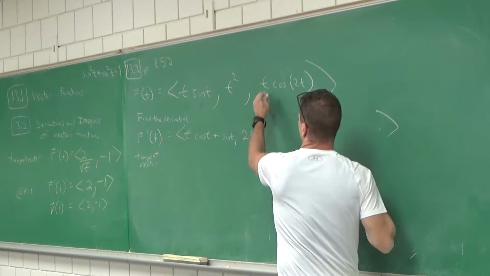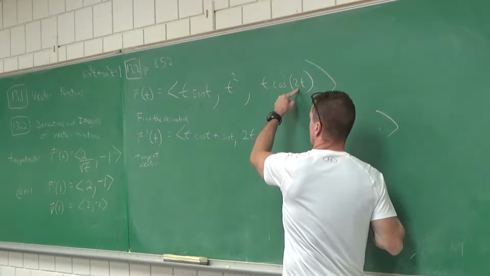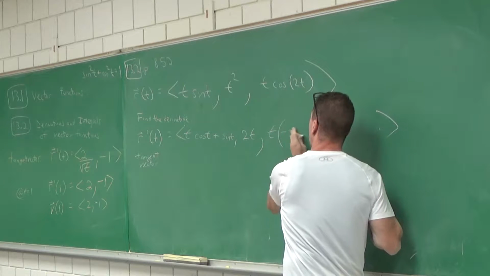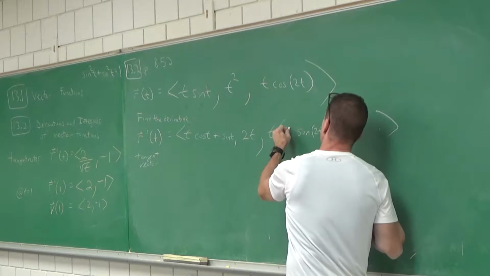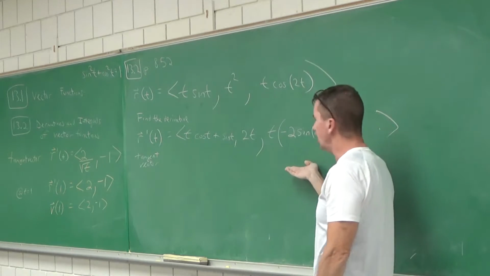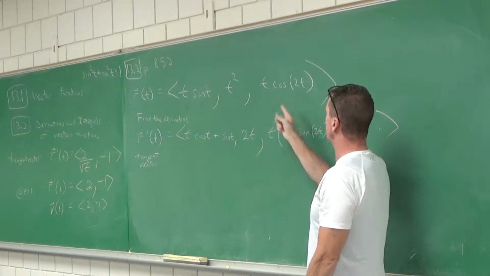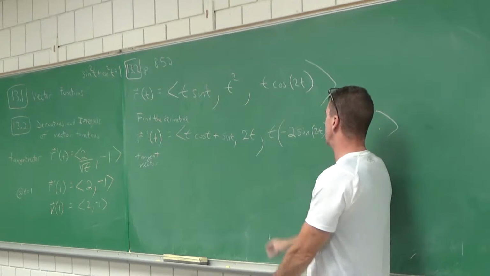Let's try this. Alright, first, t. What's the derivative of the second? So it should be negative sine of 2t, times the chain rule, 2. Does everyone agree? Is everyone okay with that? Awesome. I mean, it's just, oh yeah, chain rule. So the derivative of the second was a negative sine of 2t times a 2.